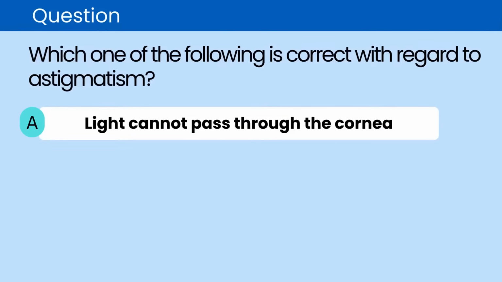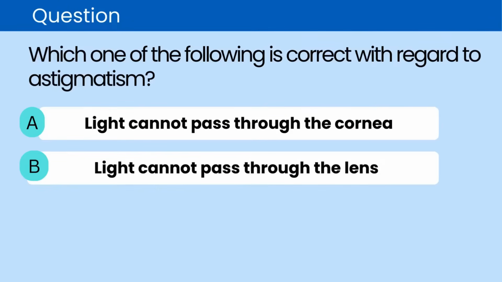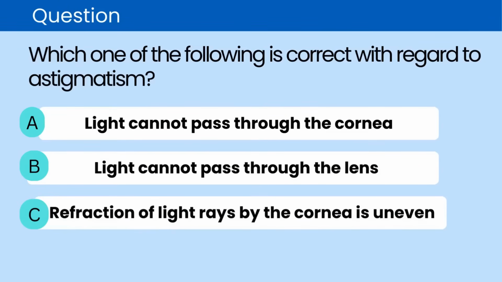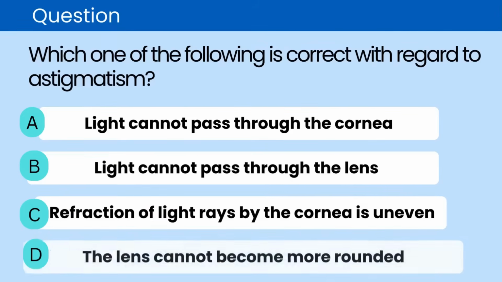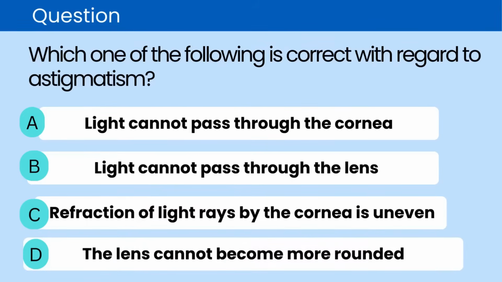A. Light cannot pass through the cornea. B. Light cannot pass through the lens. C. Refraction of light rays by the cornea is uneven. D. The lens cannot become more rounded.